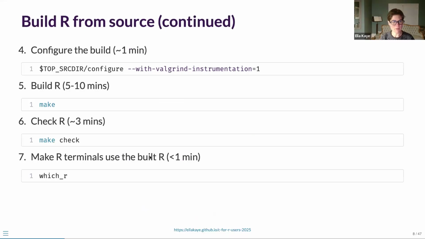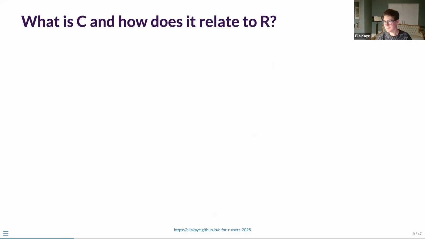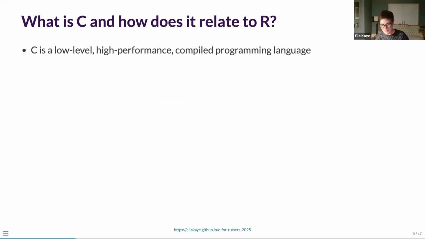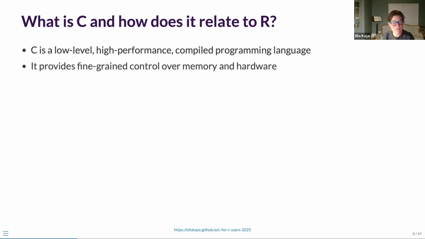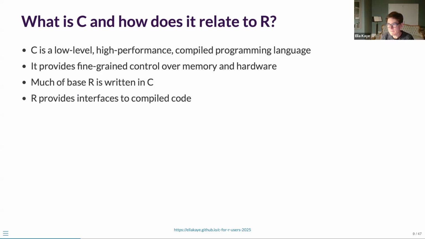So we're building R. So what is C and how does it relate to R? Even if you haven't used C, I'm going to take it that you probably understand what it is: a low-level, high-performance compiled programming language that provides fine-grained control over memory and hardware. Much of base R is written in C. That's why we're talking about this today. If you want to dig into the internals of R, you're going to hit up against some C code. But also, R provides interfaces to compiled code. And in particular, R has a C API to deal with R objects in C.